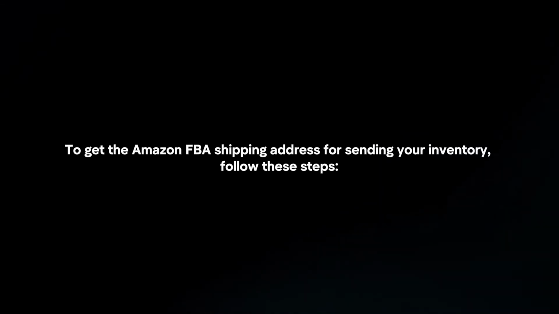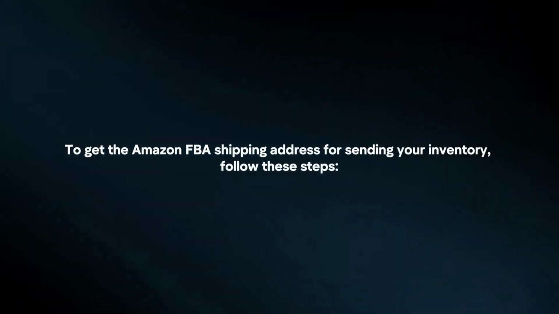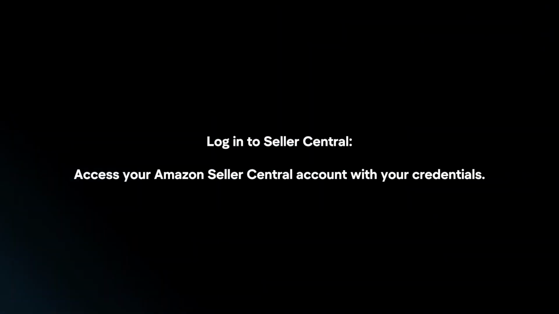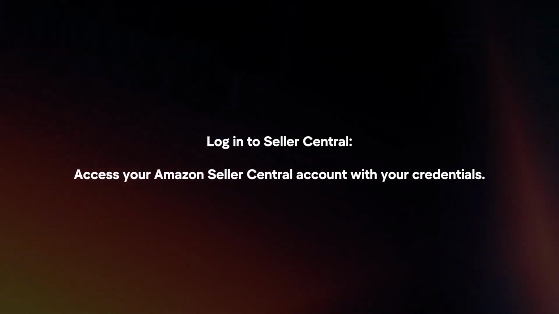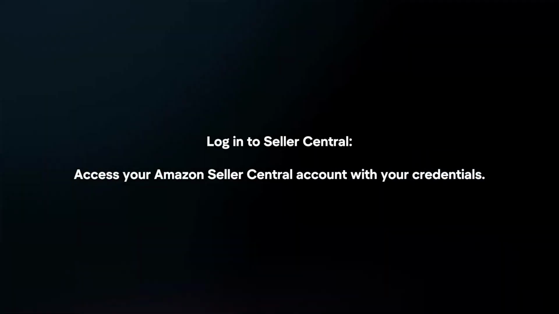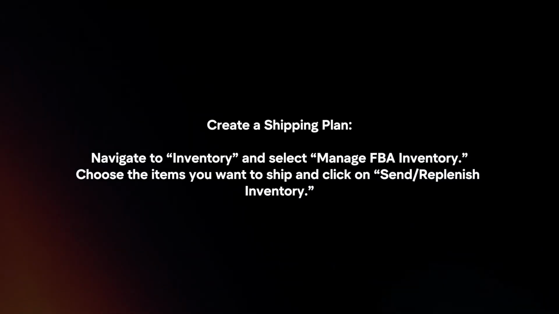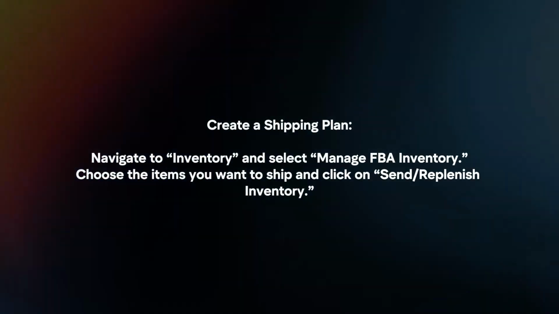To get the Amazon FBA shipping address for sending your inventory, follow these steps. Log into Seller Central. Access your Amazon Seller Central account with your credentials. Create a shipping plan. Navigate to Inventory and select Manage FBA Inventory.